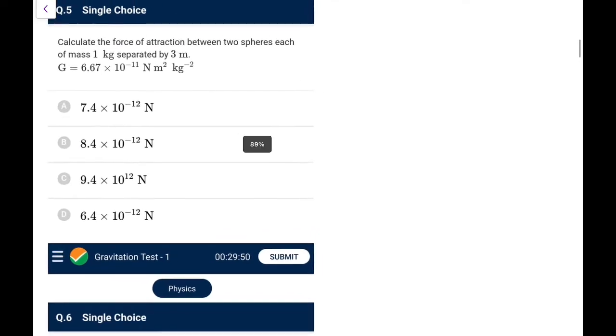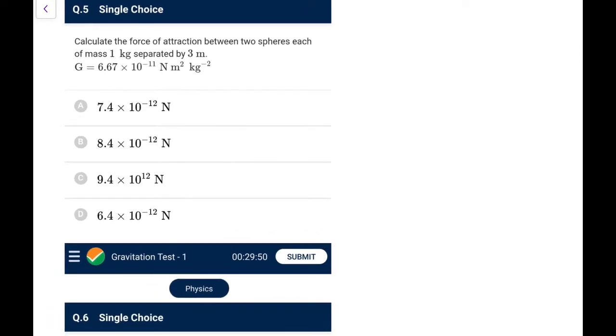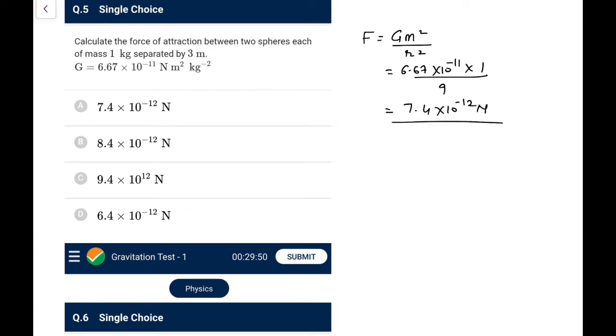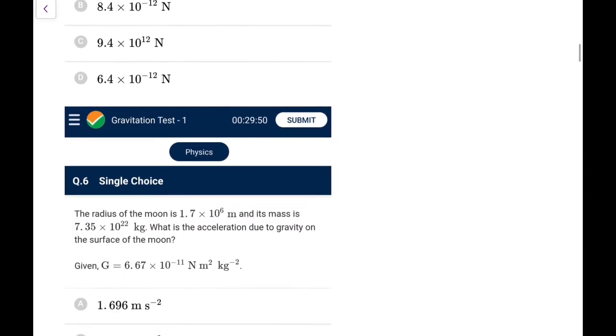Next one. Calculate the force of attraction between two spheres, each of 1 kg, separated by 3 meters. Each has one kg mass and the separation is 3 meters. So I can directly write F is G m square, because both masses are the same, over r square. G is 6.67 into 10 to the power minus 11, m square would be 1, r square would be 9. So 6.67 by 9. So what would you have? This would be 7 point something, so 7.4 into 10 to the power minus 12. That is the option that I am looking at. That is the only one in the 7 series.